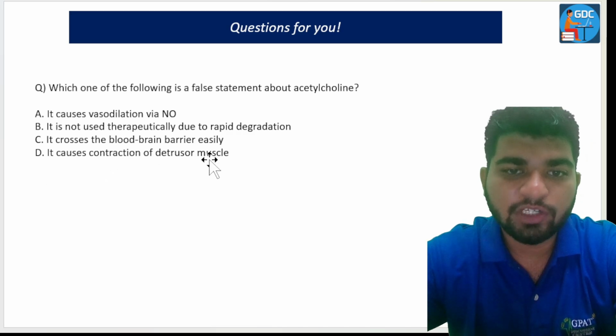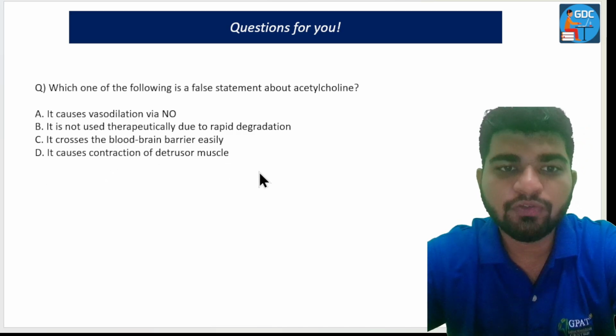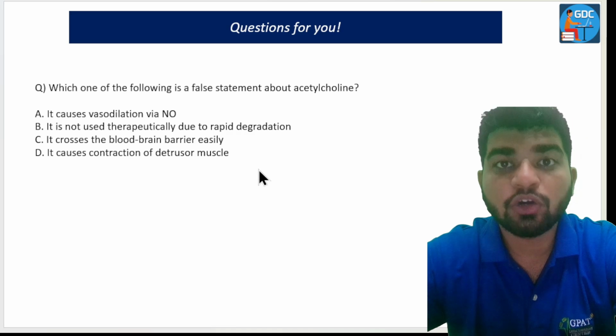It causes contraction of detrusor muscles. Yes, it causes contraction of detrusor muscles, detrusor or sphincter muscles.